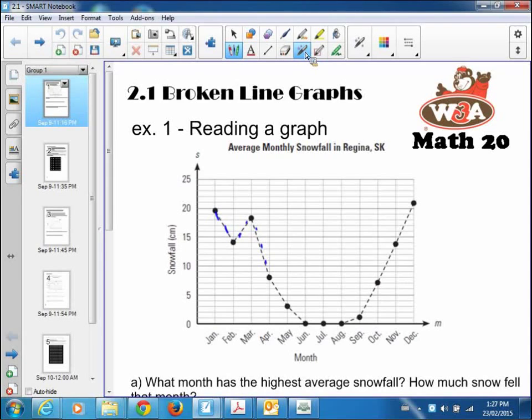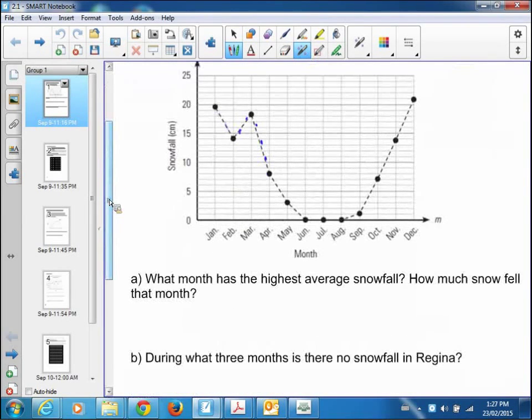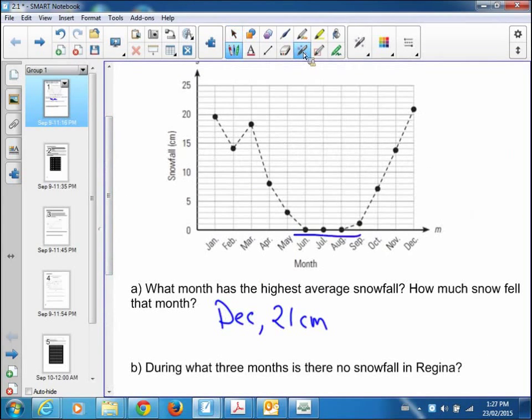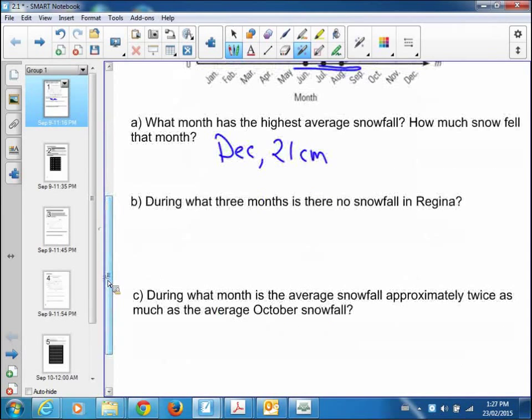So first of all, reading a graph should be fairly easy. Which month has the highest average snowfall? December. It's the highest dot on the list. How much snow fell that month? Well, I read this dot here and I go over. It's about 21-ish. Yep, you're right. December with 21 centimeters of snow. And then B is June, July, August. They have no snowfall because there's zeros there. Good. And that makes sense.